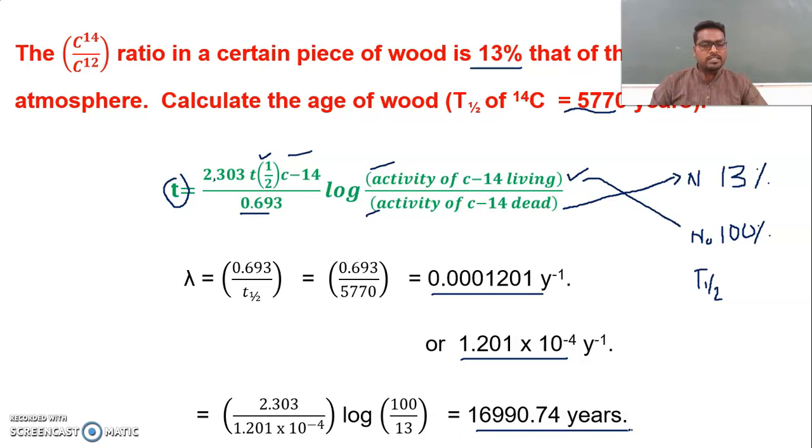So you will get 16,990.74 years. So exactly at this year the wood has died. That means the age of the wood is 16,990.74 years.